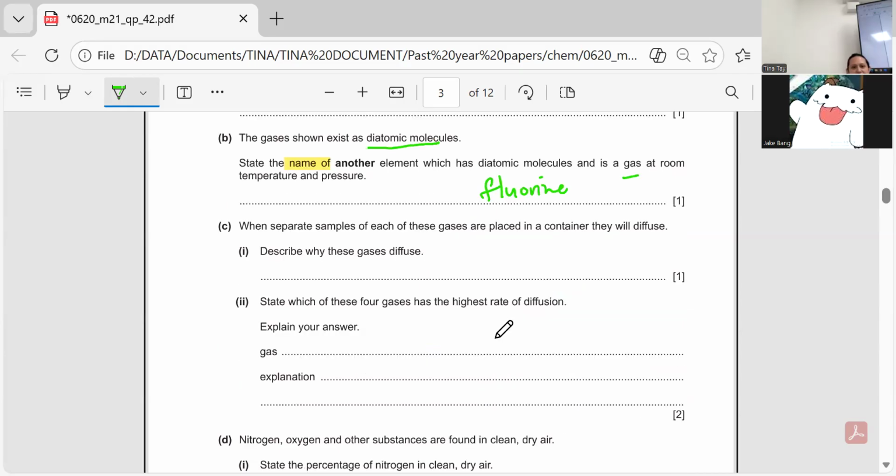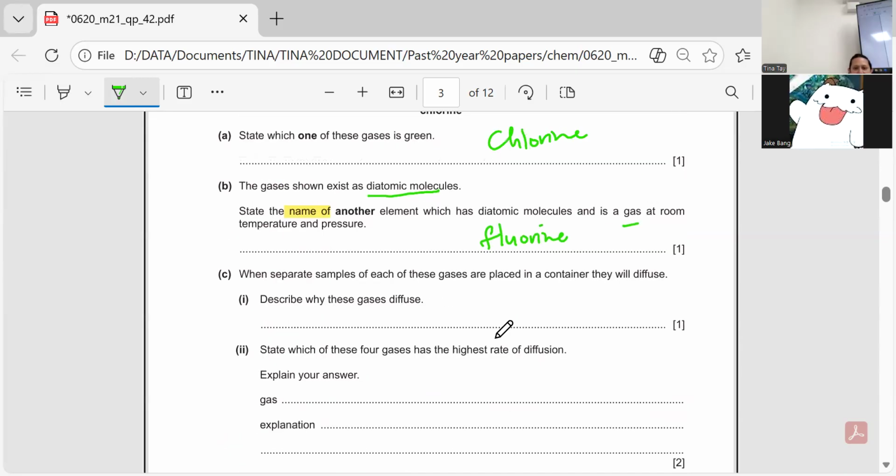Why do these gases diffuse? Because they have random movement. Yeah, random movement of particles.